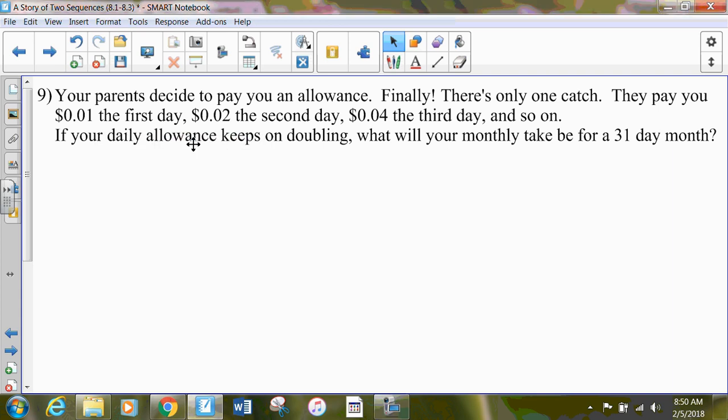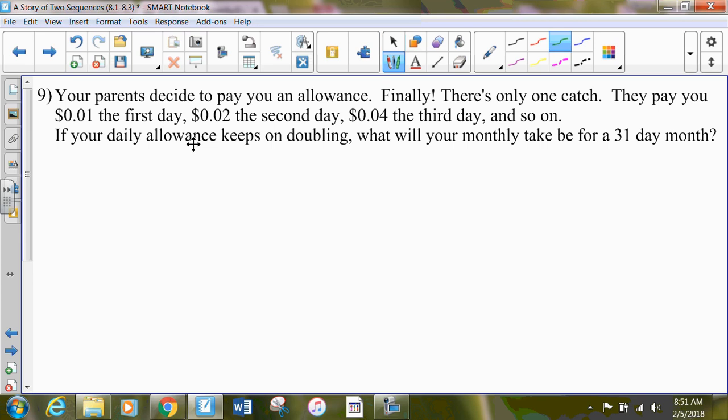All right, your parents decide to pay you an allowance. Finally, there's only one catch. They pay you 1 cent the first day, 2 cents the second day, 4 cents the third day, and so on. If your daily allowance keeps on doubling, because that's what it's doing, right? 1 penny, 2 pennies, 4 pennies, what will your monthly take be for a 31-day month? So some of you, this isn't going to be surprising, and others of you, once again, can I use the word mind-blowing again? It's going to be crazy.